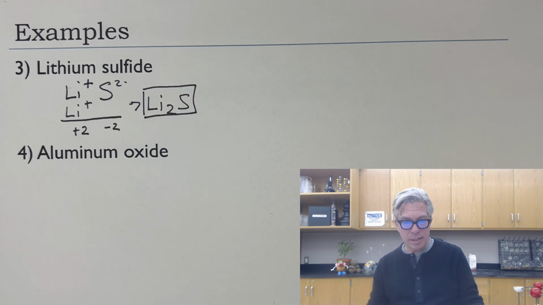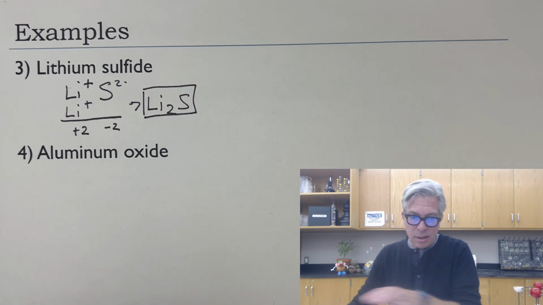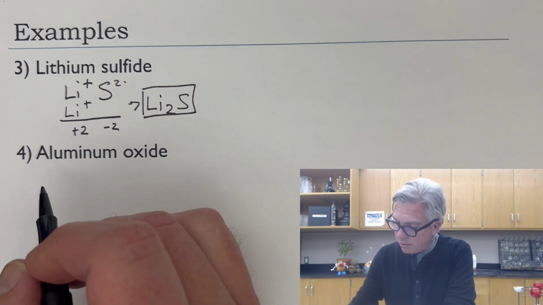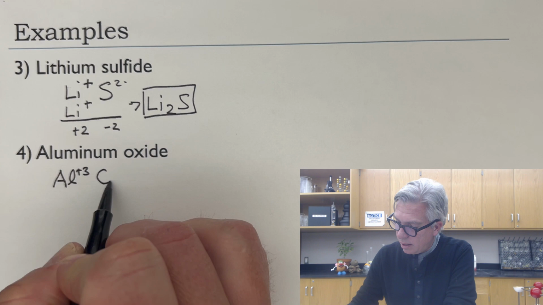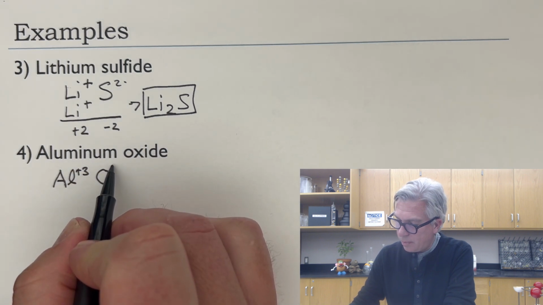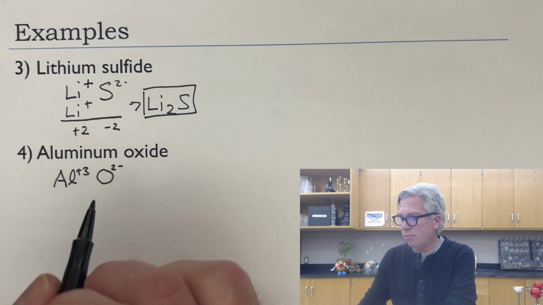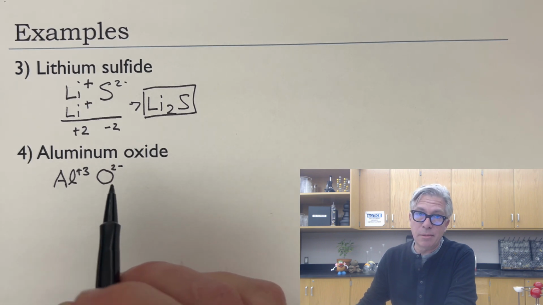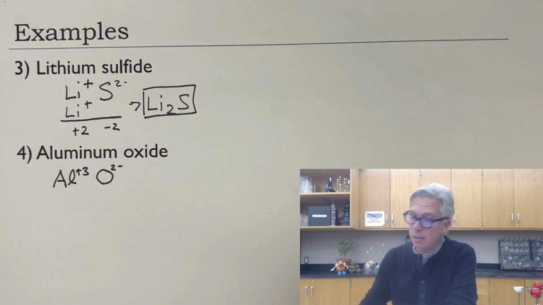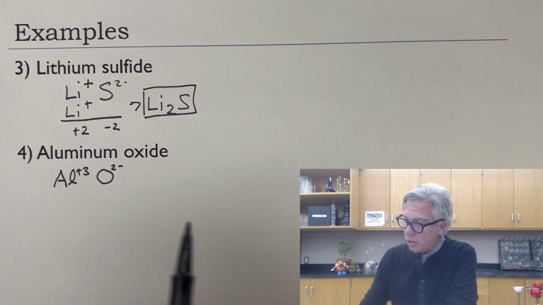All right, let's kick it up a notch with aluminum oxide. Aluminum happens to be a +3. We've seen that. And oxide is in the same column as sulfide, and it has 2- charge. Okay, word of note, you can write it as a +3 or a 3+. It doesn't matter unless it really matters to somebody you know. But for me, I always say it doesn't matter. Okay, so here we go.